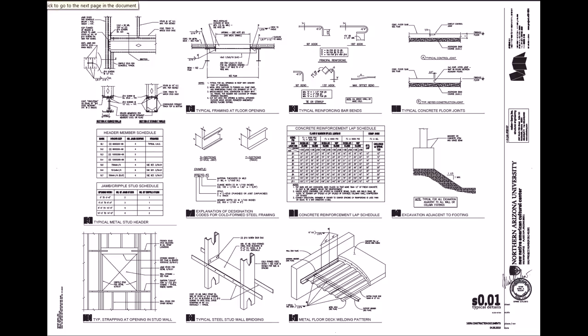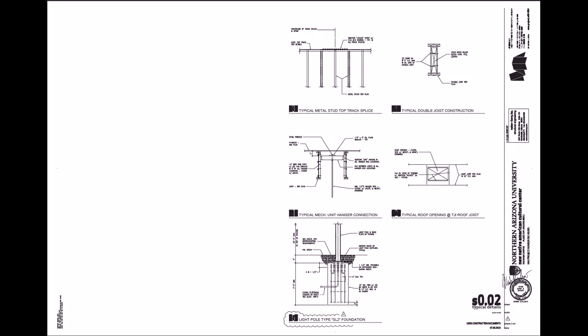We can see that it's a set of typical details. Typical details are kind of boilerplate. They're nothing special. They're just the way many of the parts of the building are put together in similar fashion to other buildings. We'll see later a lot of specific details that were created just for this job. Another set of typical details.